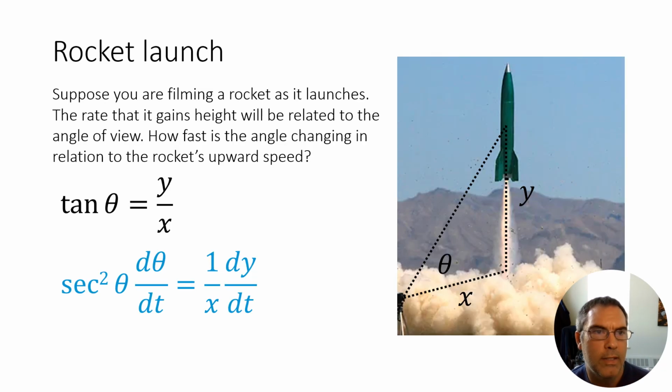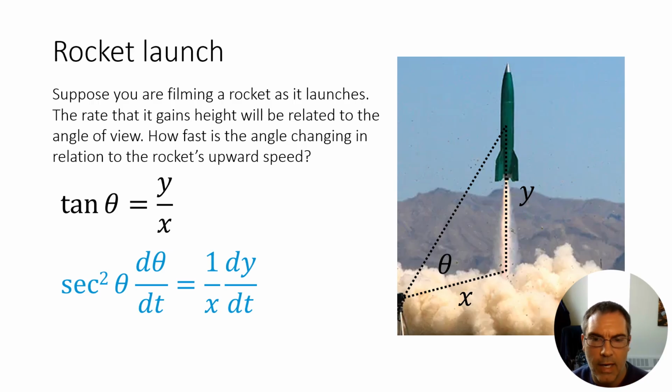All right, the second example I want to look at is a rocket launch. We have a rocket that is some horizontal distance, we're calling x, away from you, and then its vertical height as it's rising will be called y. And we're supposing that we're filming this, so we're taking video of this from some distance x, and then the angle at which you're viewing the rocket will change as the height changes.